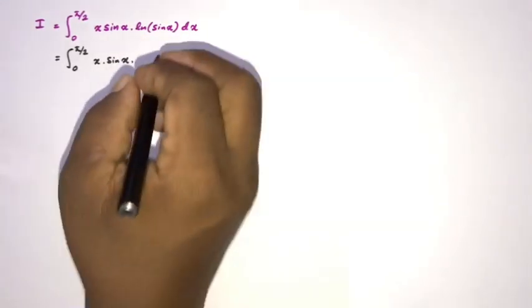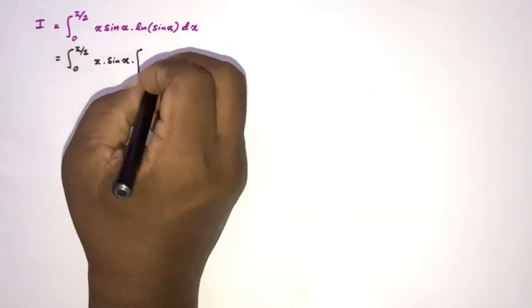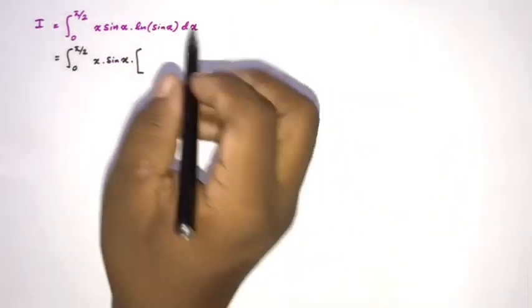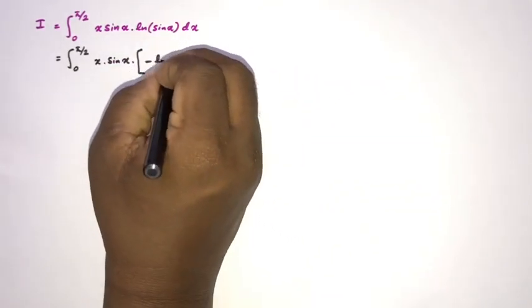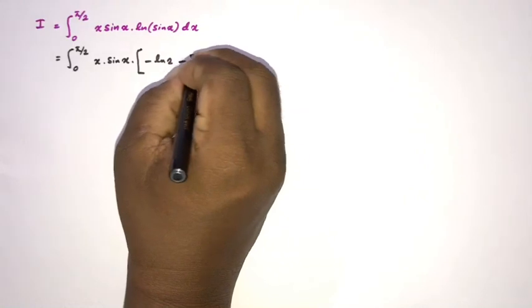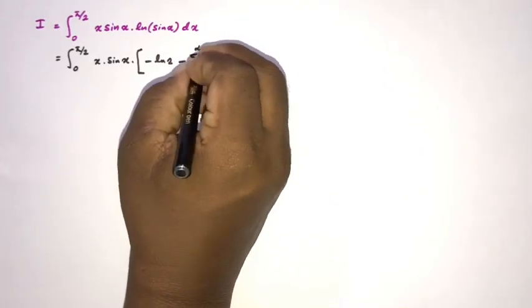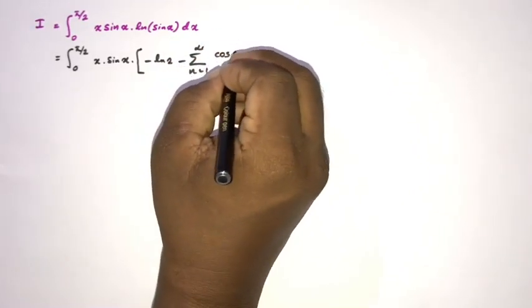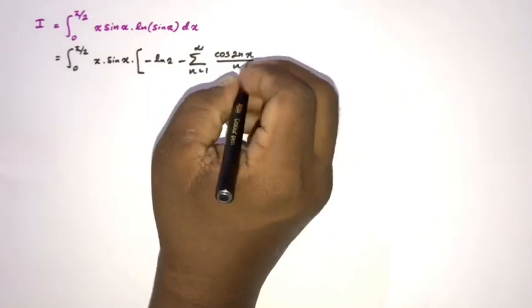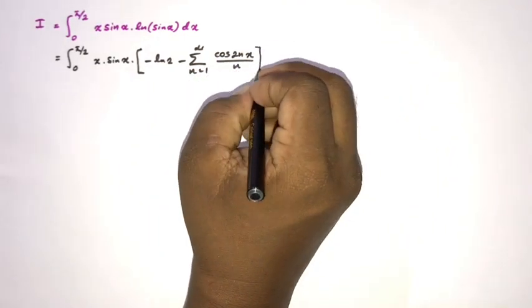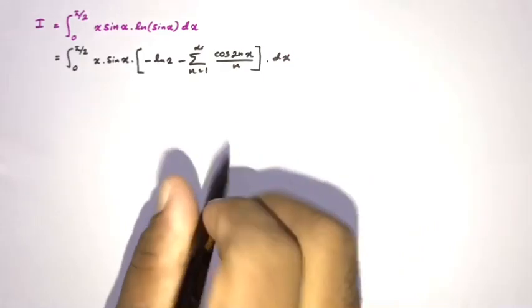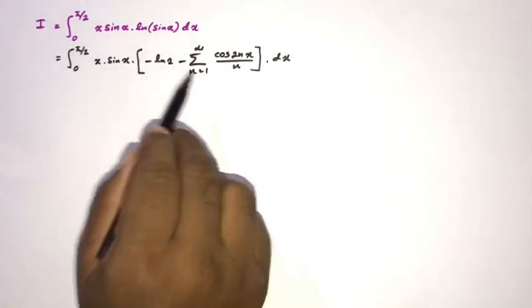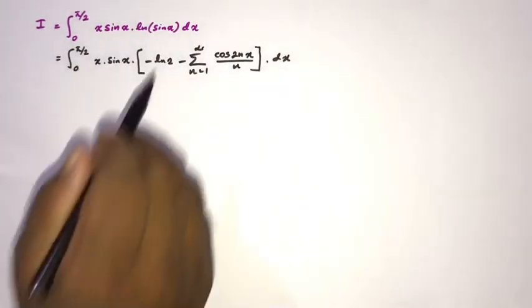I think the Fourier series of natural log of sine of x is equal to minus natural log of 2 minus the infinite sum from n equals 1 to infinity of cosine of 2nx over n. In the previous videos we also used this Fourier series formula.